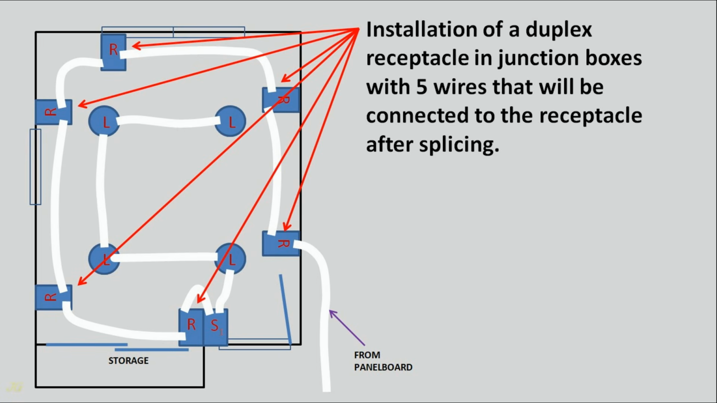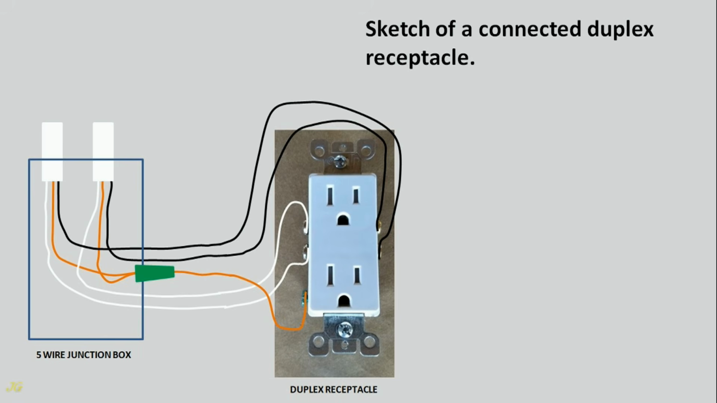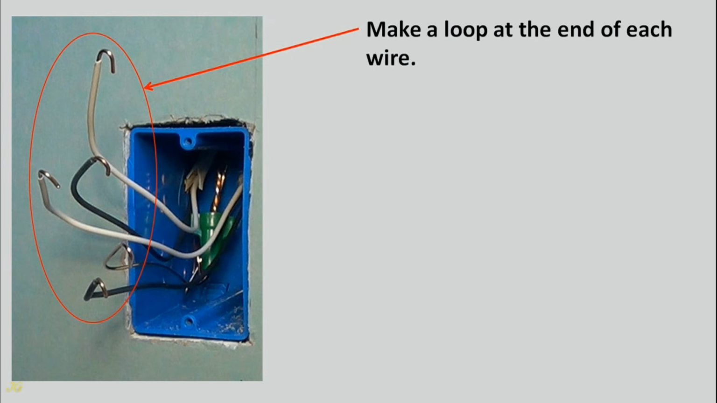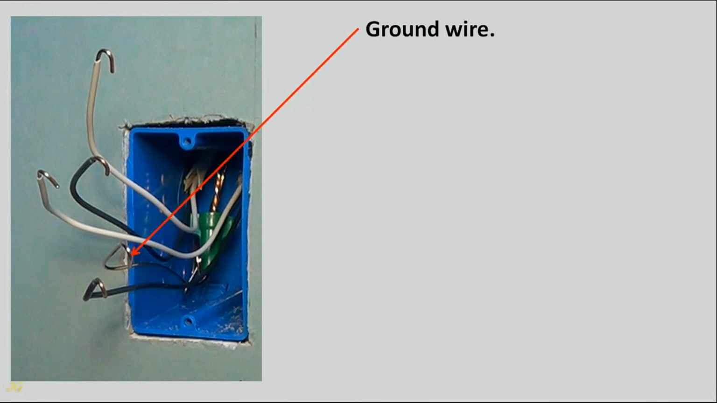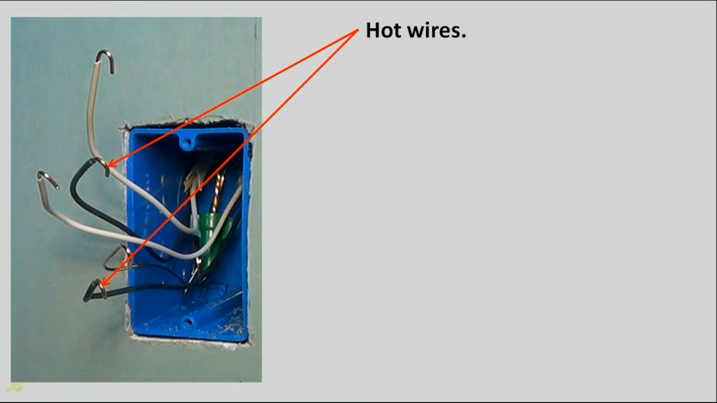Installation of a duplex receptacle in junction boxes with 5 wires that will be connected to the receptacle after splicing. Sketch of the junction box with 5 wires that will be connected to the receptacle. Sketch of a connected duplex receptacle. The junction box with 5 wires that will be connected to the receptacle. Make a loop at the end of each wire. Ground wire. Neutral wires. Hot wires.